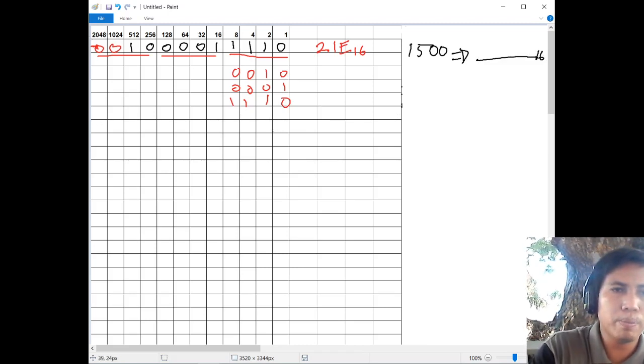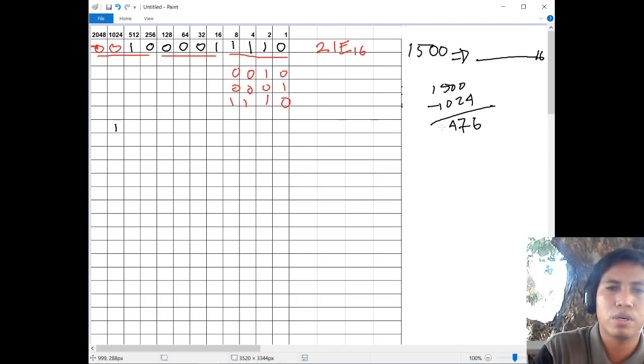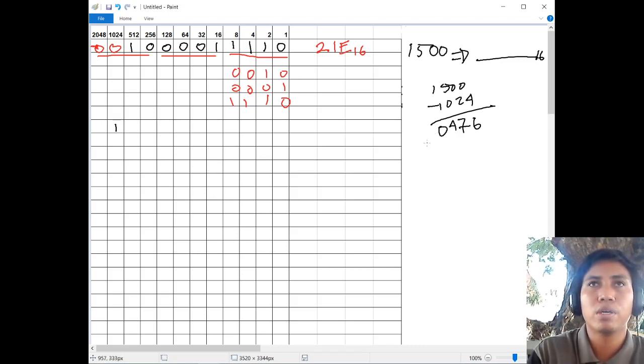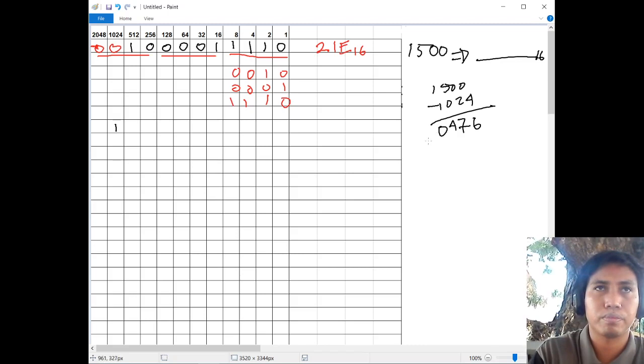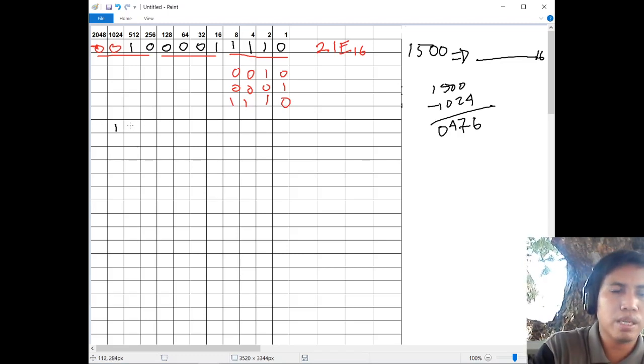So find here, among the powers of 2, the number closest to 1,500 but less than 1,500. So that would be 1024. So 1,500 minus 1024, that would be 476. Next, is 512 less than 476? No. So this would be 0.